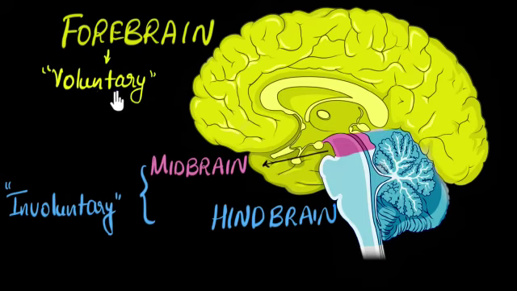And of course, we'll talk more about the details of that in a second. And when I say involuntary functions, there are some functions that are happening in your body which you're not in control of. For example, your heart beating, or maybe your digestion. You're not in control of those, right? So those are mostly taken care of by your midbrain and the hindbrain.